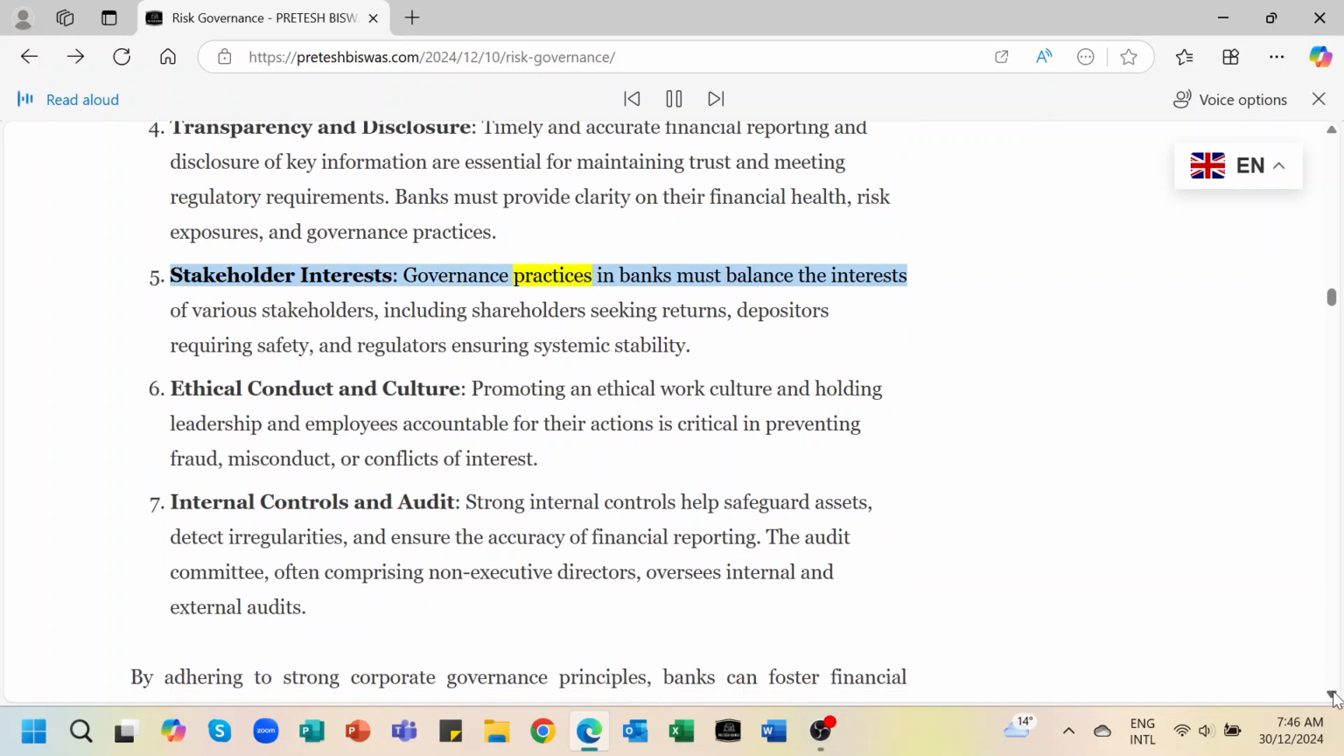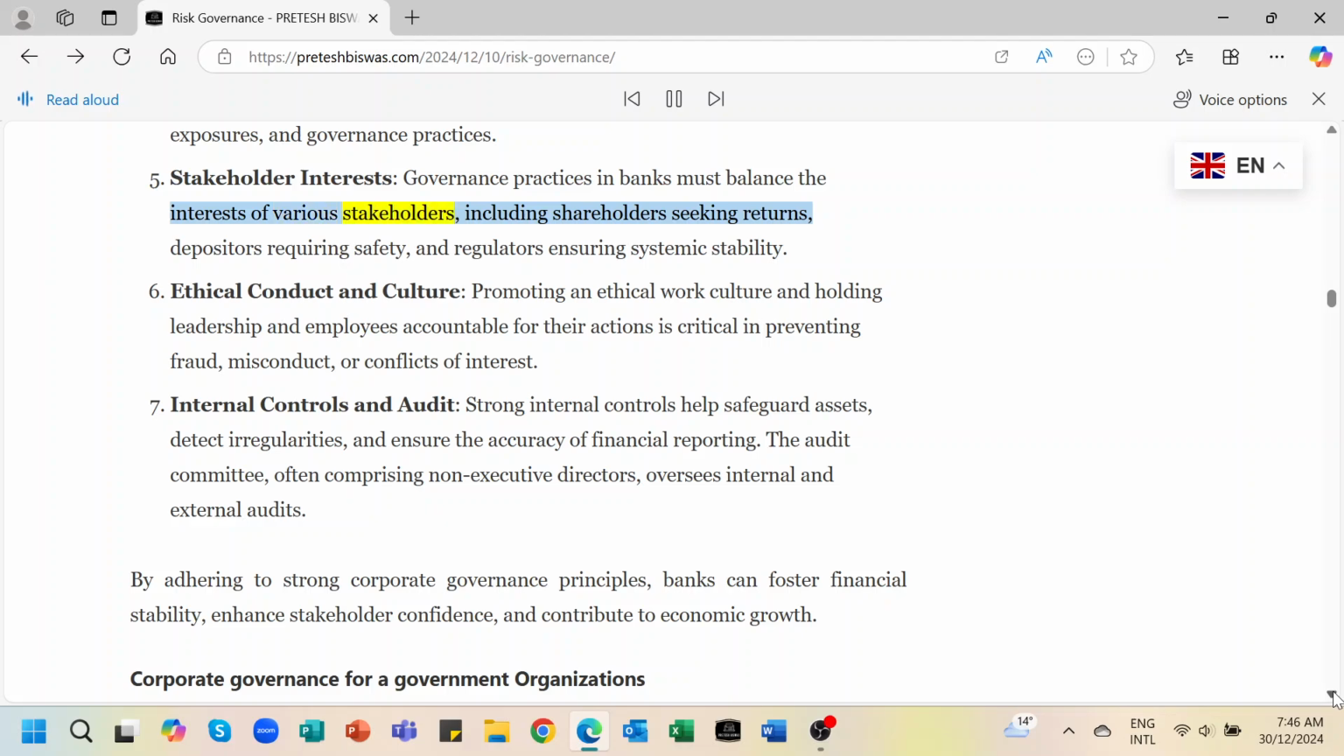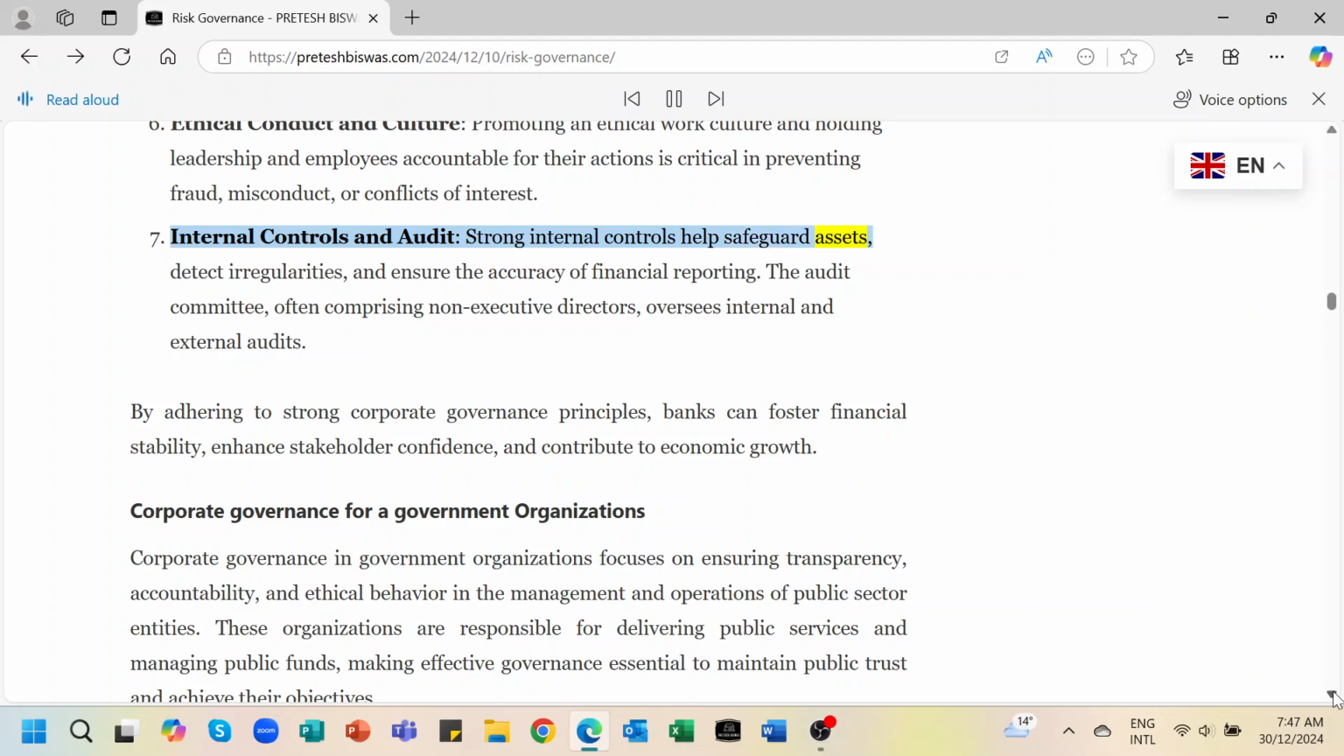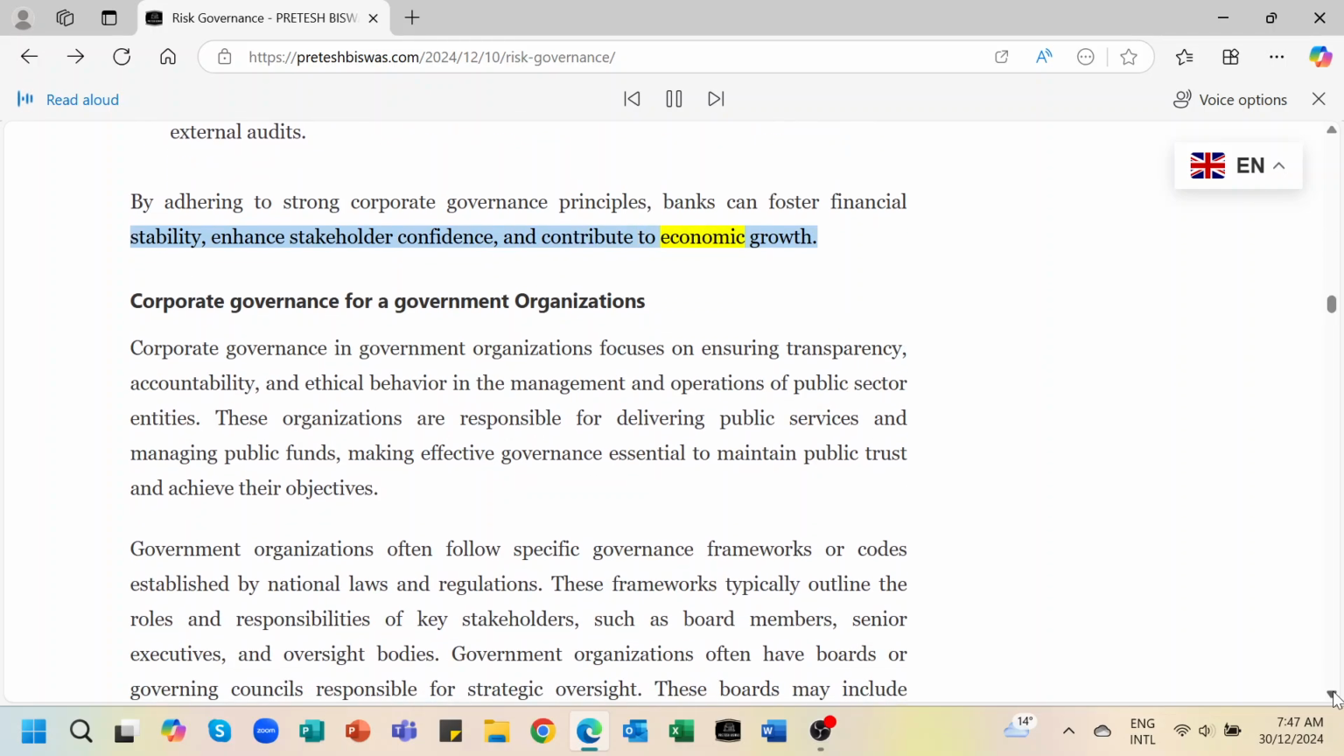Stakeholder interests. Governance practices in banks must balance the interests of various stakeholders, including shareholders seeking returns, depositors requiring safety, and regulators ensuring systemic stability. Ethical conduct and culture. Promoting an ethical work culture and holding leadership and employees accountable for their actions is critical in preventing fraud, misconduct, or conflicts of interest. Internal controls and audit. Strong internal controls help safeguard assets, detect irregularities, and ensure the accuracy of financial reporting. The audit committee, often comprising non-executive directors, oversees internal and external audits. By adhering to strong corporate governance principles, banks can foster financial stability, enhance stakeholder confidence, and contribute to economic growth.